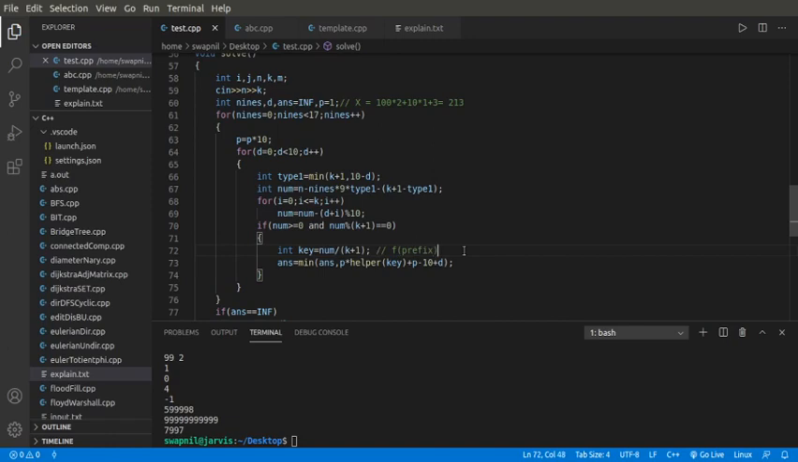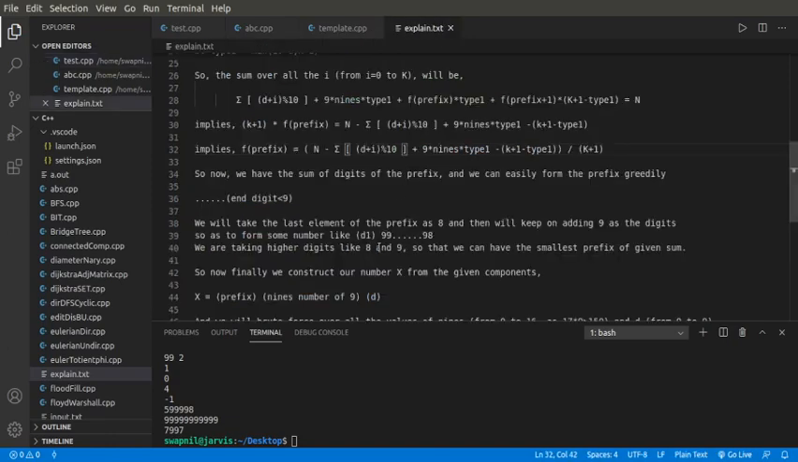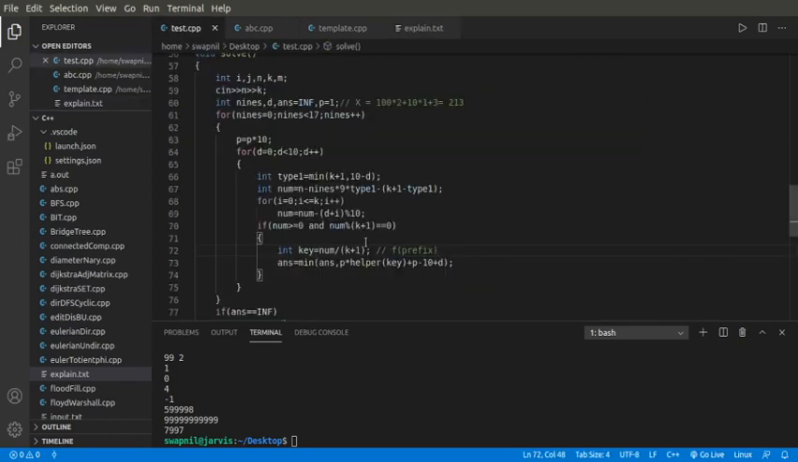This key is nothing but f of prefix, which we are getting from this equation. F of prefix is equal to this thing. So this key is numerator by k plus 1. Okay. Now the answer here will be the minimum of answer and p into helper of k. Now just forget about this helper thing.